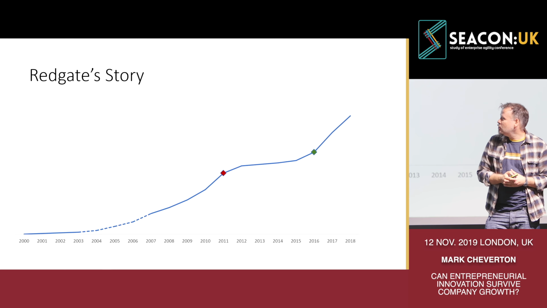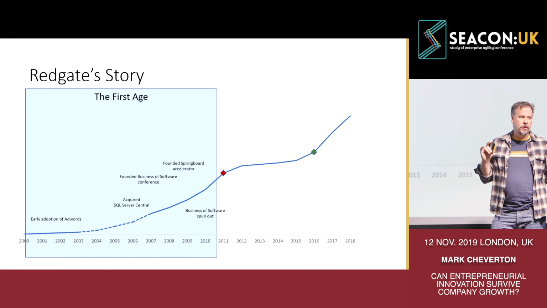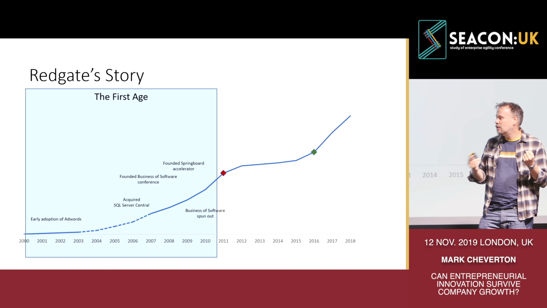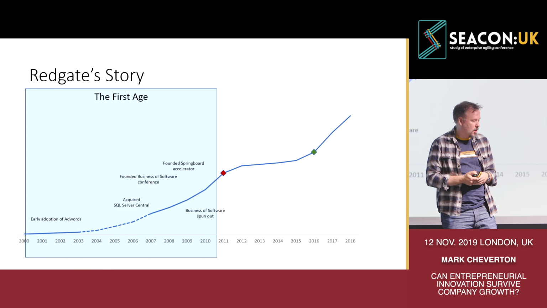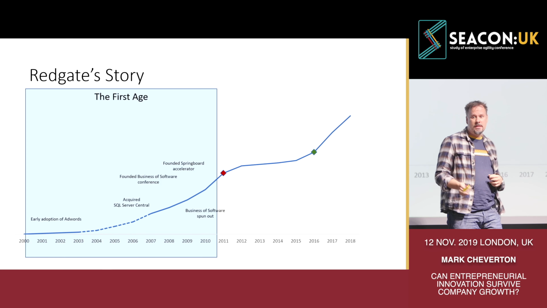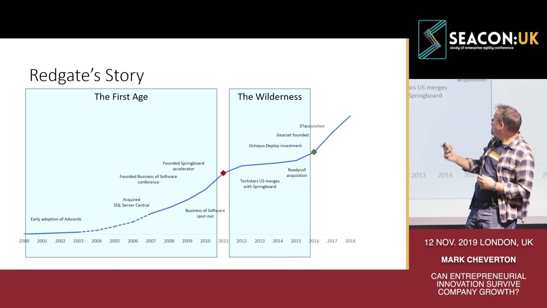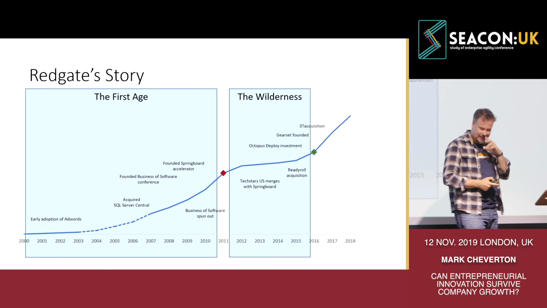This is Redgate's revenue graph. We started off with a nice simple model: download, try, buy. It was nicely scalable. It was low cost. It did very well for the first 10 years or so. The red dot is the point at which I joined the company, and we entered into a period of flatness.